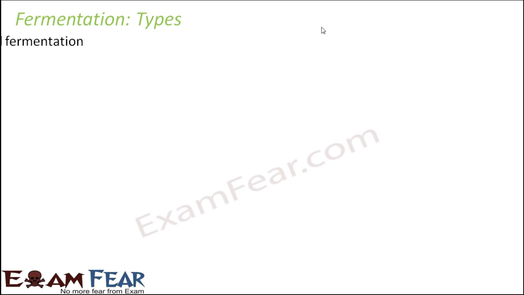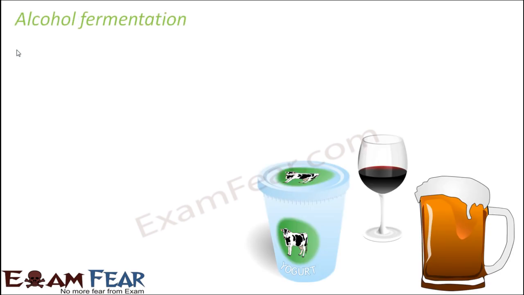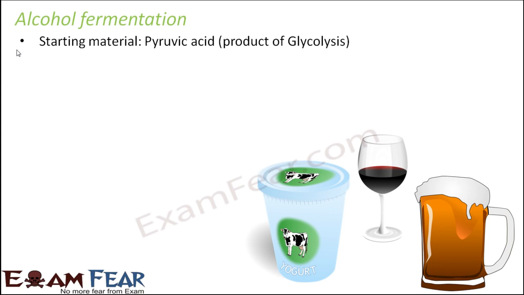There are broadly two types of fermentation, alcohol fermentation and lactic acid fermentation. Let us quickly see what each is. As the name itself says, alcohol fermentation is the one where alcohol is formed, and lactic acid fermentation is the one where an acid is formed. So let us talk about alcohol fermentation. Here the starting material is pyruvic acid, the product of glycolysis.